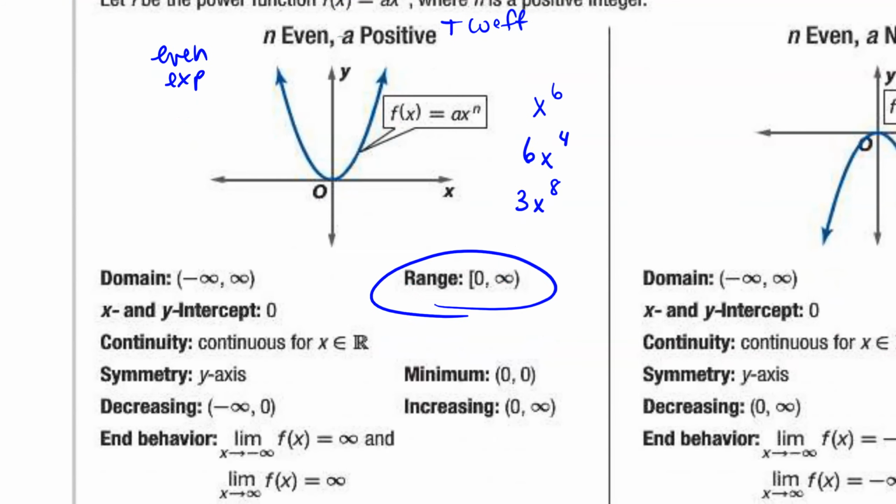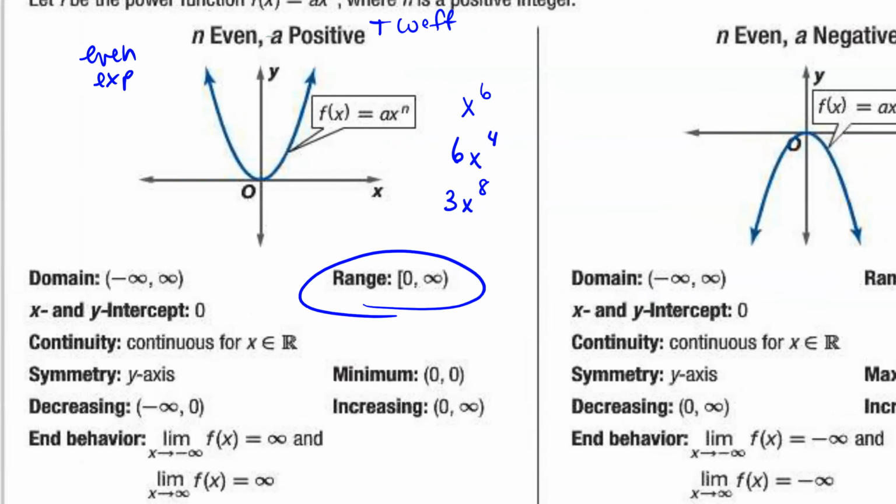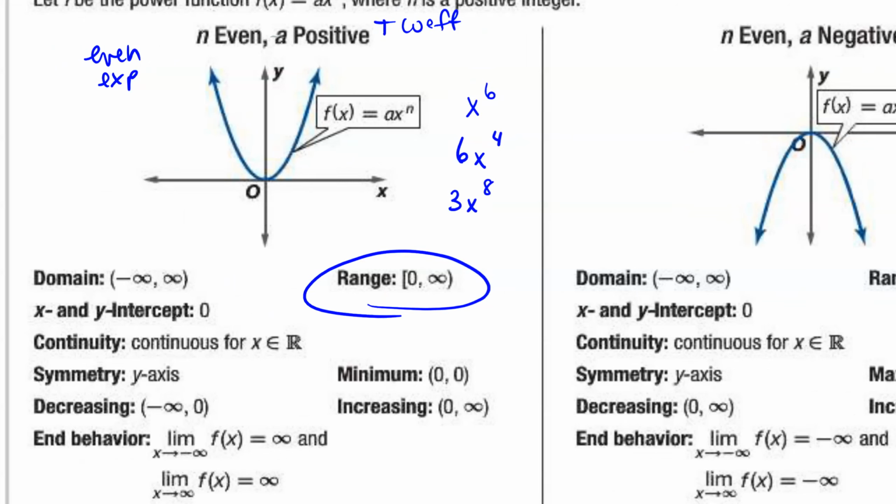We have end behavior. You can read through all of this. We went over it last semester, and we're also going to go in depth on every single thing, so I'm going to move on. So that's one example: even exponent, positive coefficient. Notice the end behavior, they're going the same way.